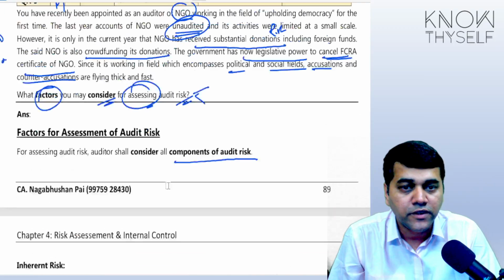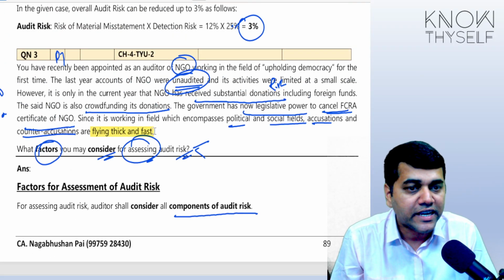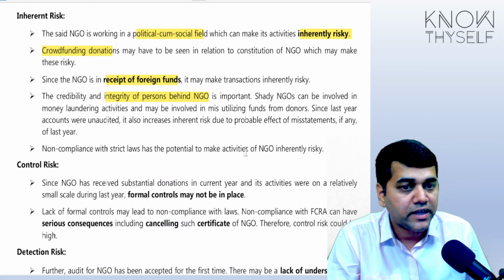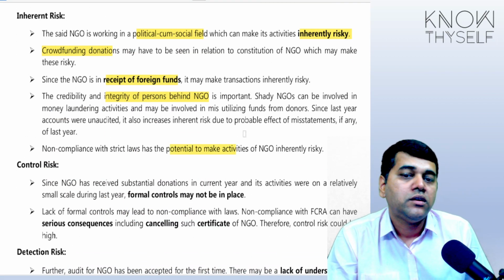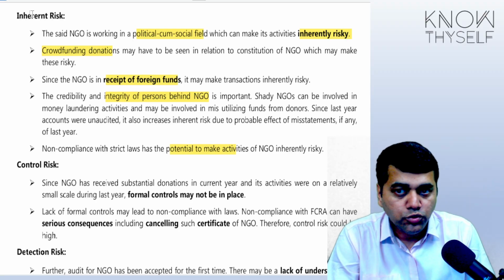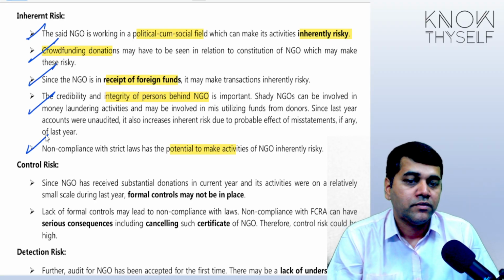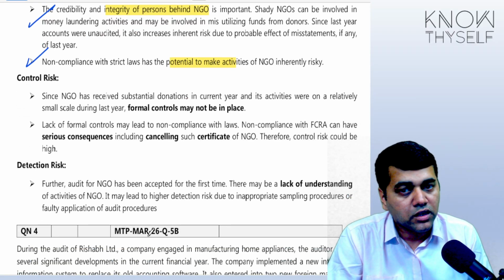If the rumors come, and such rumors are spreading now, they said some flying thick and fast accusations. See, these are all the inherent risks, and non-compliance can result in your cancellation of this. So you have identified 4 or 5 inherent risks. Now, what are the control risks you see?